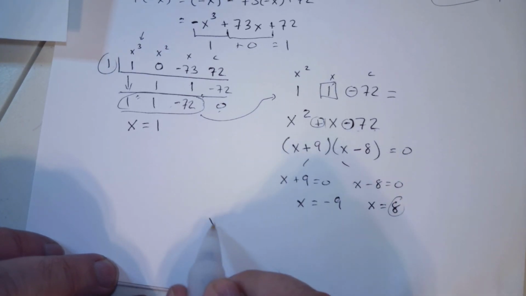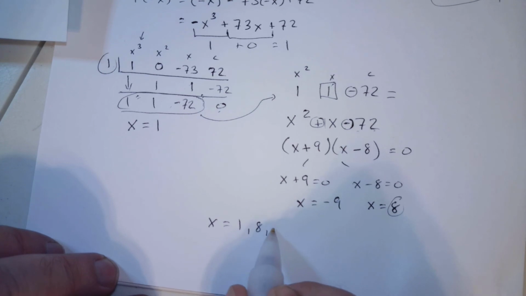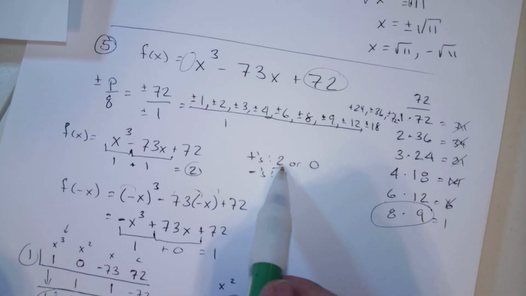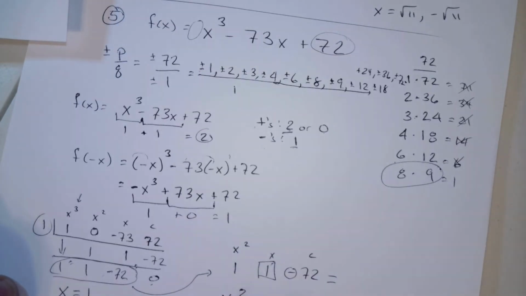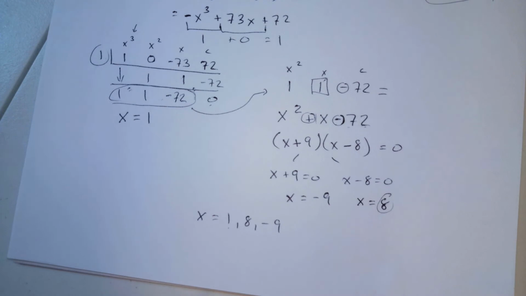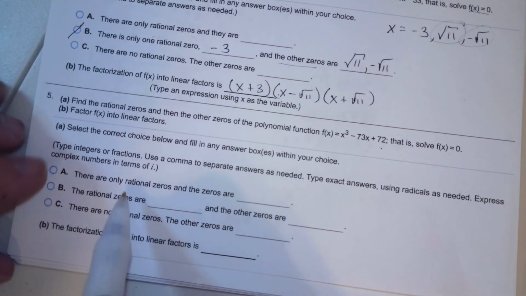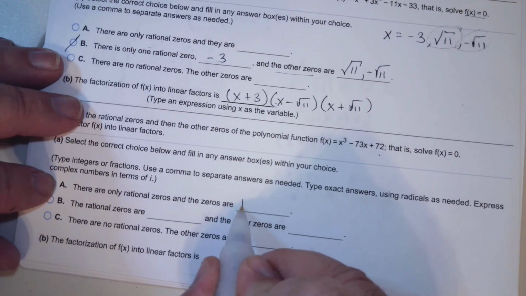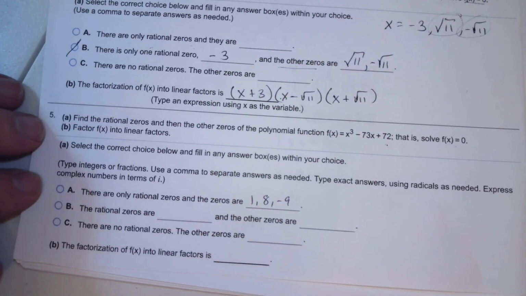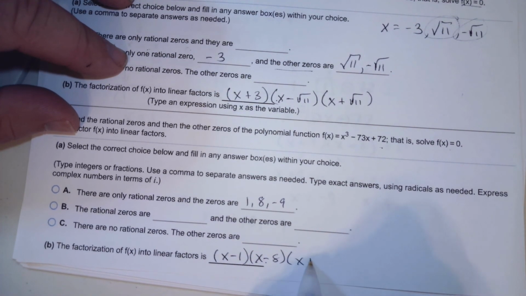So we have 1, 8, negative 9. We have 2 positive answers and 1 negative from the Descartes rule of signs. So we only have rational zeros. It's 1, 8, negative 9. And the factors are x minus 1, x minus 8, x plus 9.